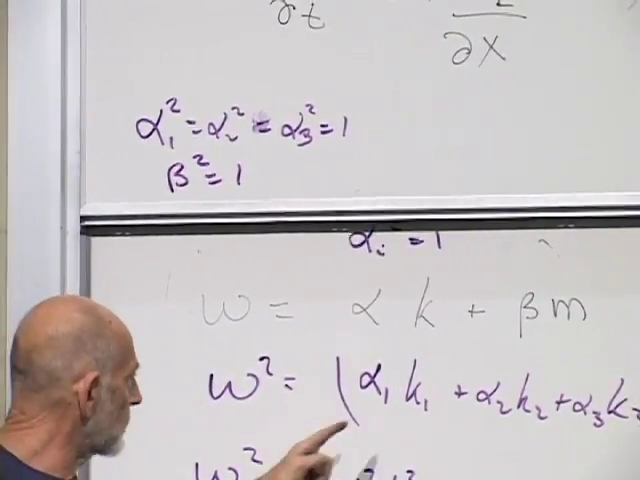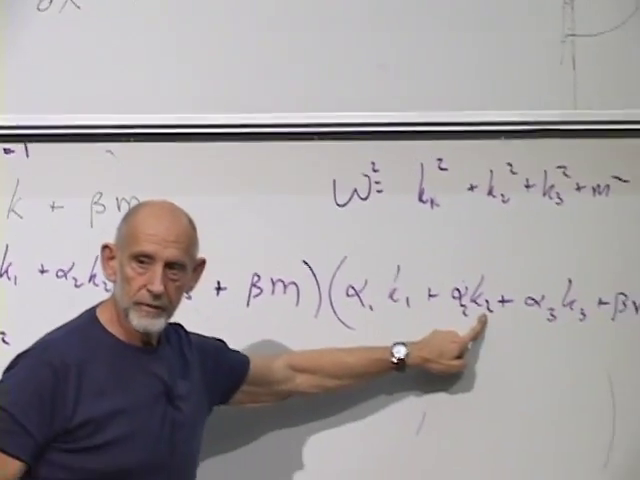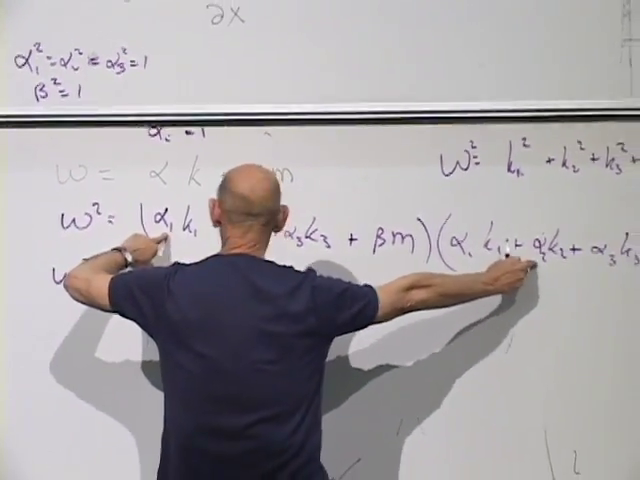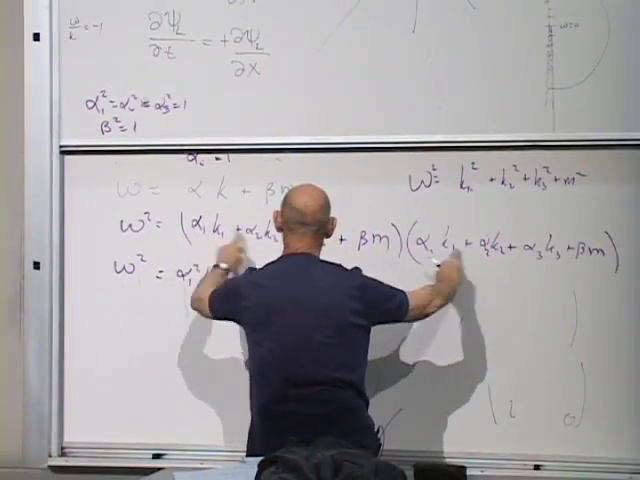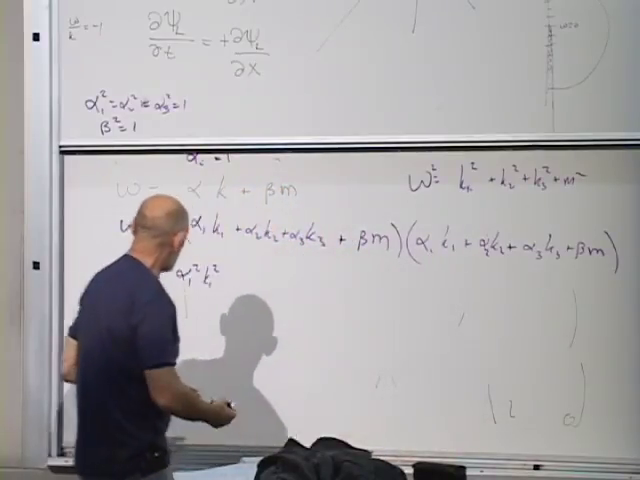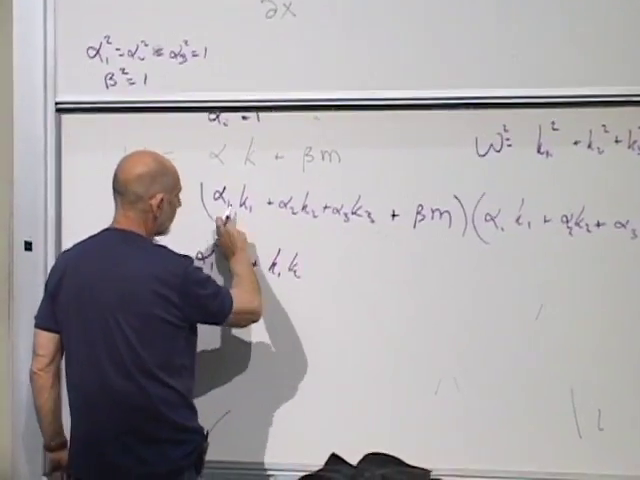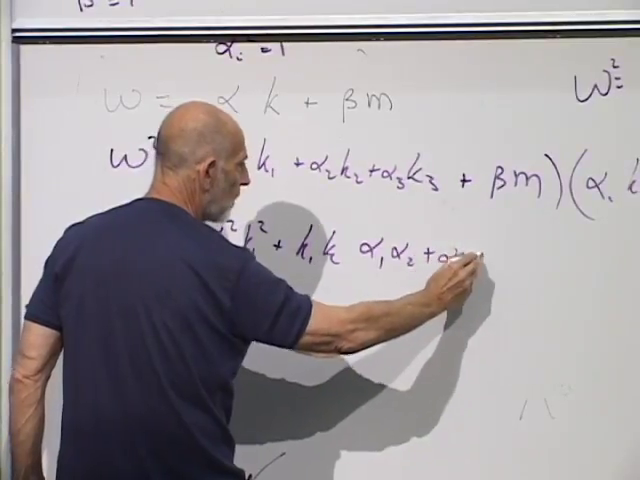We're going to get some other terms. We're going to get terms, for example, which have K1 times K2. They'll come from two places. We'll have K1, K2 from these two terms. Can everybody see it? Okay. But we'll also get terms from these two terms. Same term, K1, K2. So what do we have for K1, K2? We'll have alpha 1, alpha 2, plus alpha 2, alpha 1.